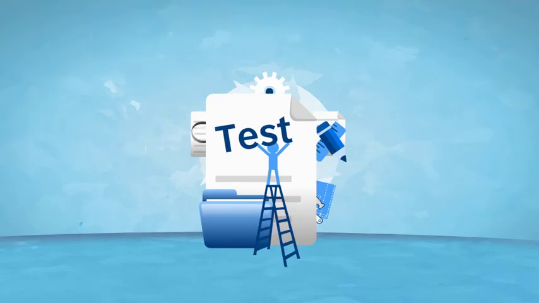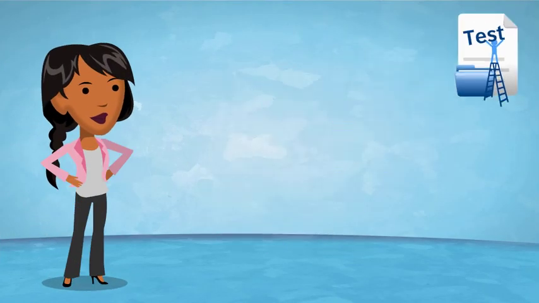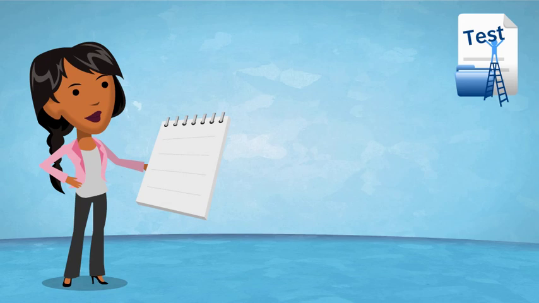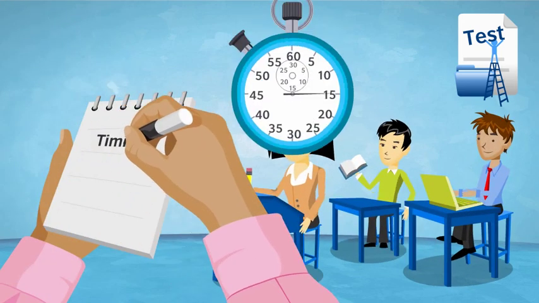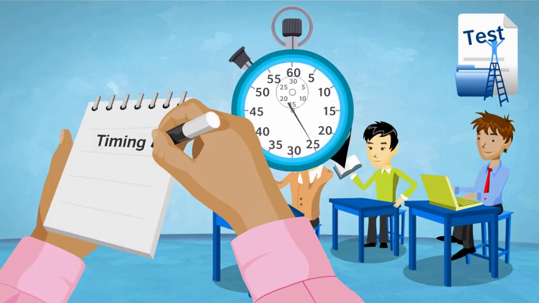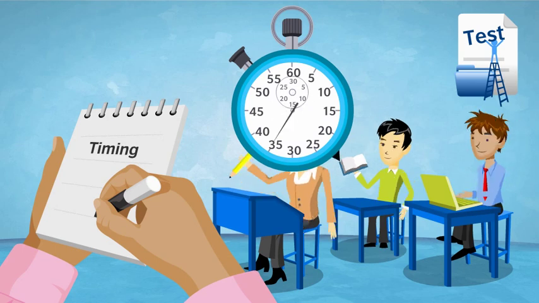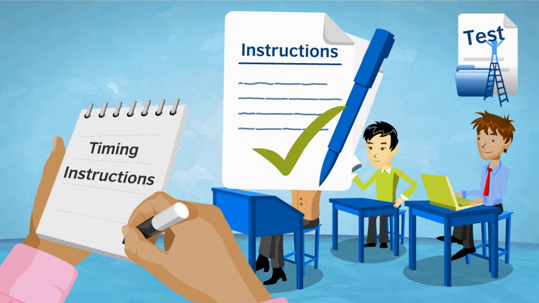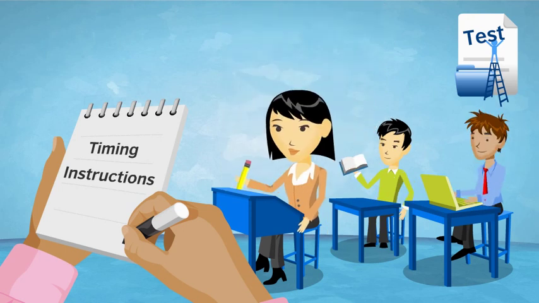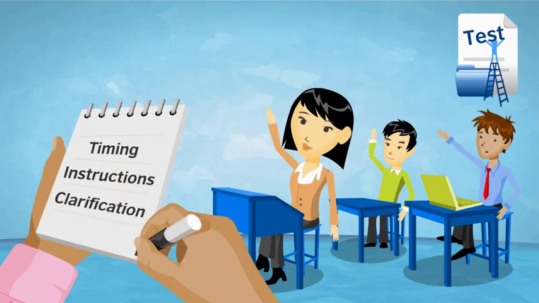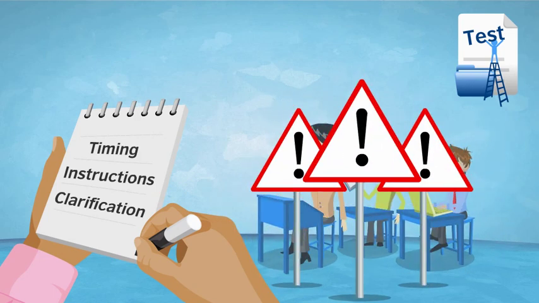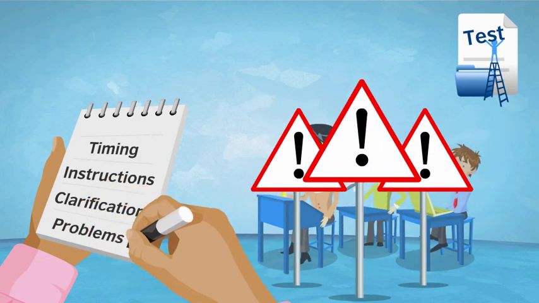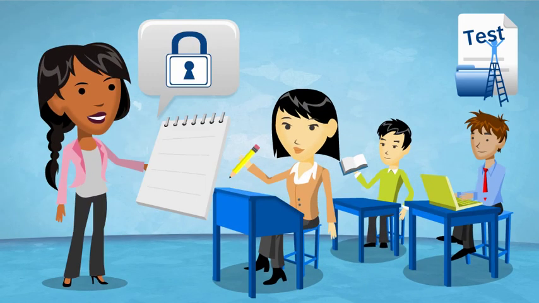Next, look at the operational issues. Make notes about the test administration. For example, is the timing okay? Do they have enough or too much time? Are the instructions clear? Do the students need to ask for clarification? If there are any problems, it's a good idea to make note of them and what you said to clarify them.